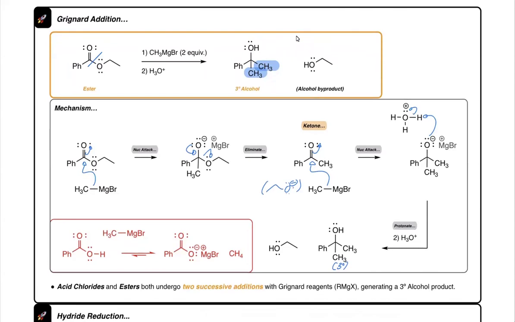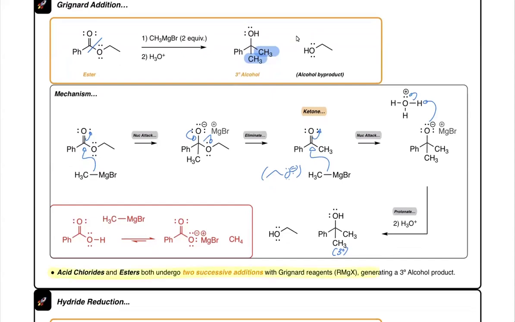Now, this mechanism would be identical if you were to react your acid chloride with a Grignard. Two successive additions of the Grignard would also occur with your acid chlorides.